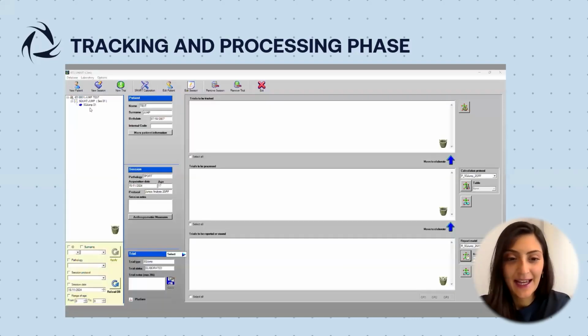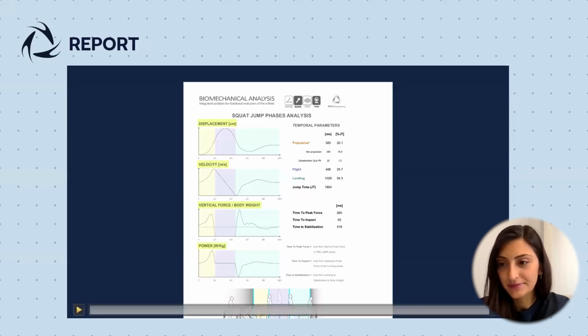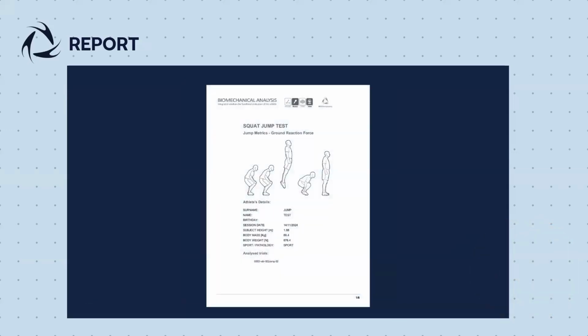Okay, perfect. Once the trial is acquired, lastly, we will go through the report. So we'll analyze the parameters obtained in the report. The squat jump report is dedicated to force analysis and is divided into 6 pages.